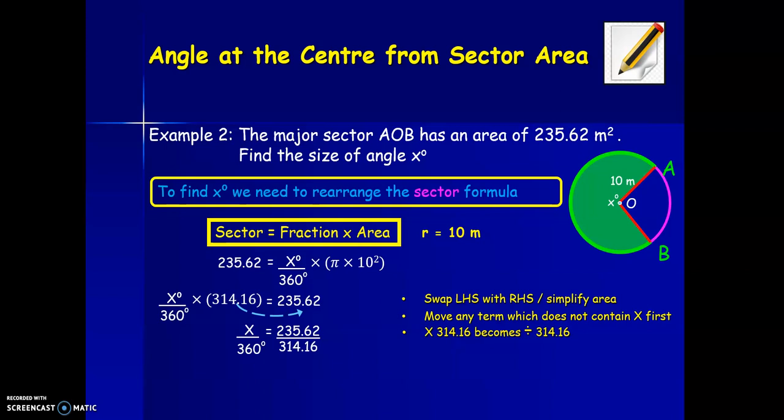Lastly, we want the x on its own, so we need to move the 360. When we move that across, it becomes times by 360. So the result is x equals 235.62 divided by 314.16 times by 360. And we get an angle at the centre of 270 degrees.